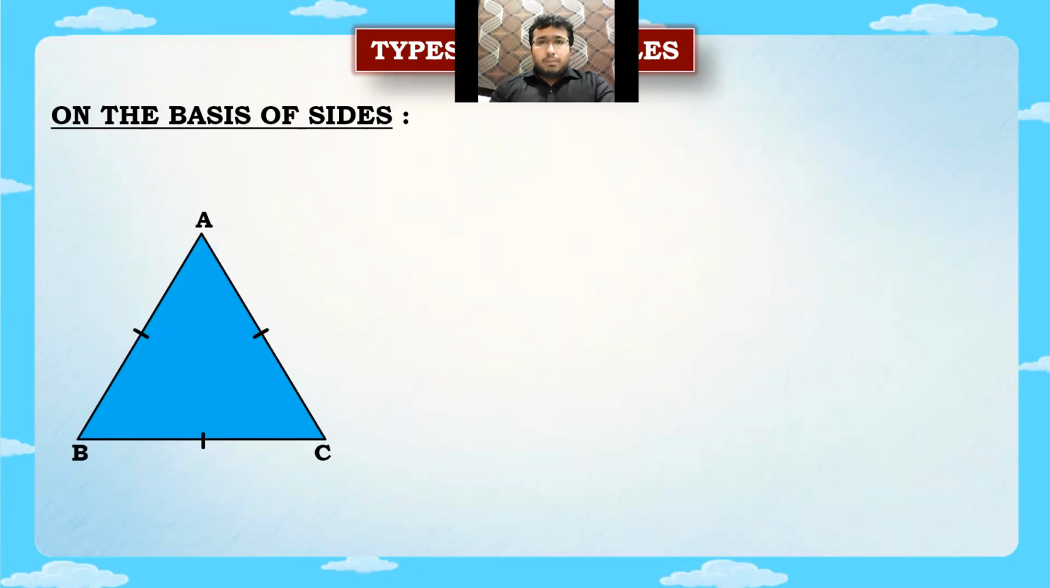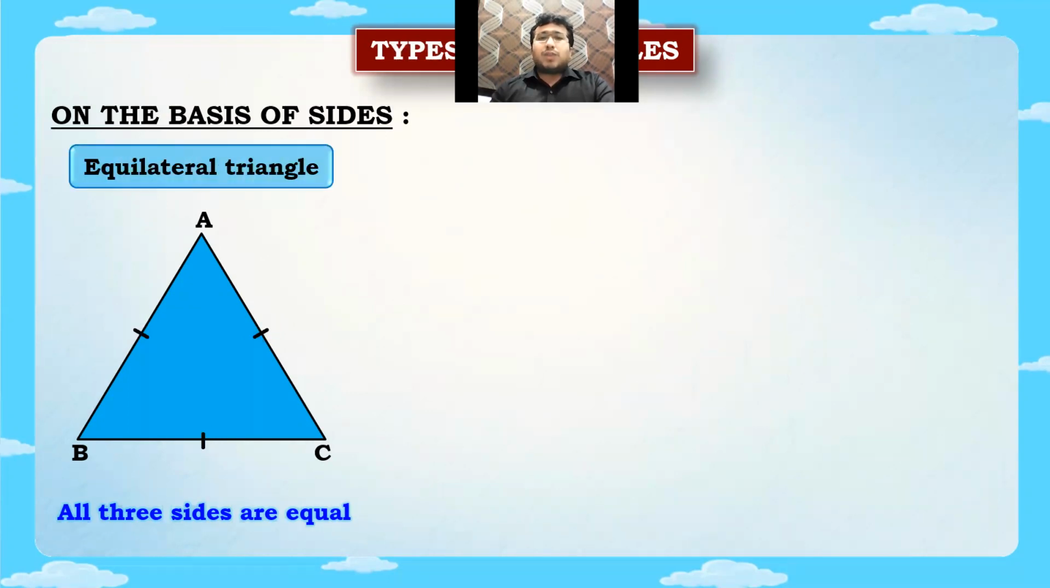In triangle ABC, if you observe the figure, AB is equal to BC is equal to AC. That means in this triangle, all three sides are equal. So students, tell me, when all three sides are equal, that triangle is known as? Superb, it is known as an equilateral triangle.